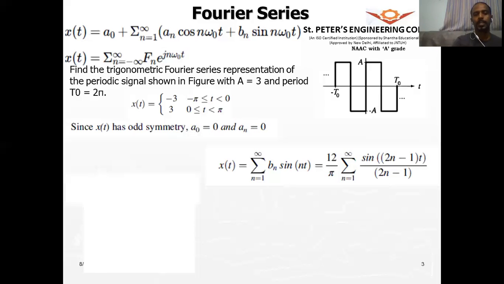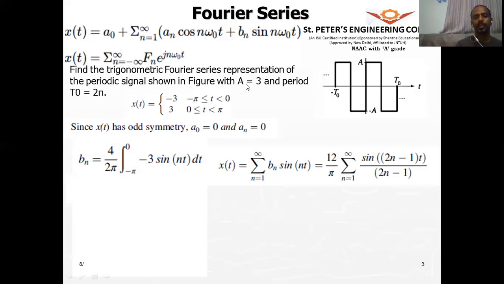Since the x of t signal is odd symmetric, a naught, the constant term, will not be there, and the cosine terms are the even terms here. Sine is an odd function, right? Cos is an even function, so since it's odd symmetric, these two terms will be zeros. So only the bn values you have to find out. They are called the Fourier coefficients for the trigonometric sine function.